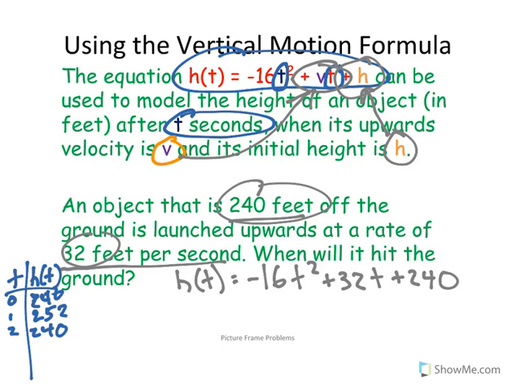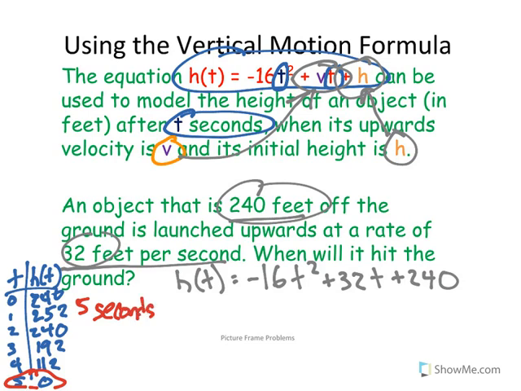After 2 seconds, you should be at 240, then at 3 you should be at 192, and then 112, and finally down here at 0. Again, not the preferred way of doing it. We would really prefer to do this using the quadratic. But it works. When will it hit the ground? It's going to hit the ground in 5 seconds.